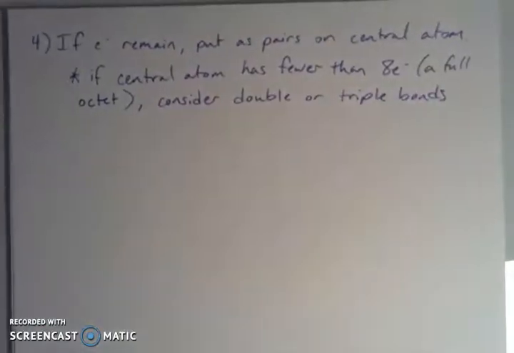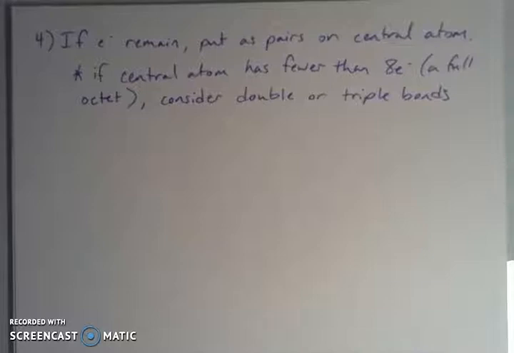Now, if I did have electrons left over, so if I did have some that remain, then I would put them as pairs on a central atom. We'll look at examples of that in later times. And then, as a side note here, if the central atom has fewer than 8 electrons, less than a full octet, then you might want to consider double or triple bonds.